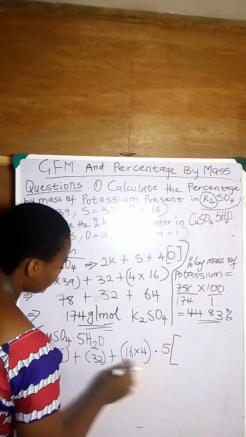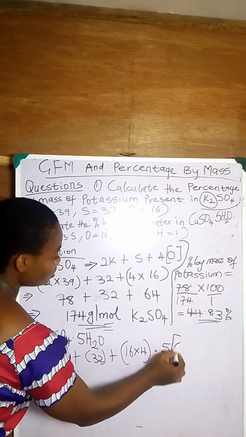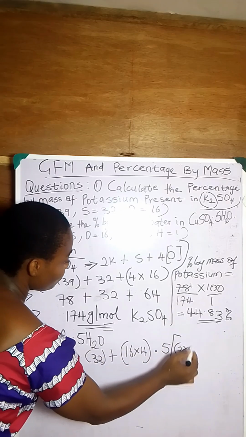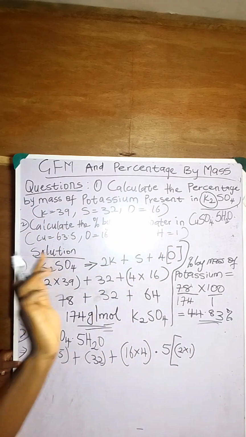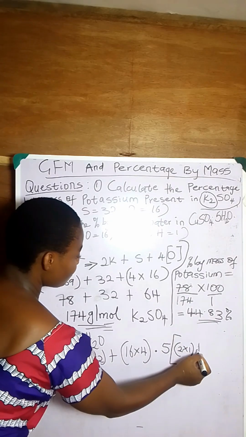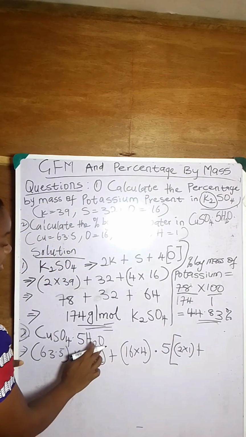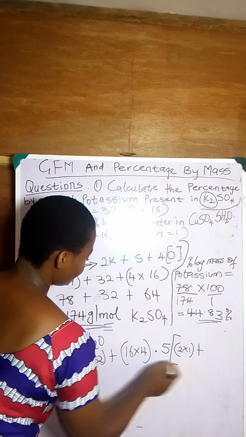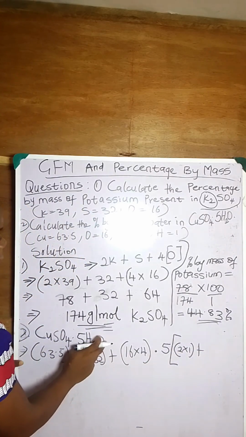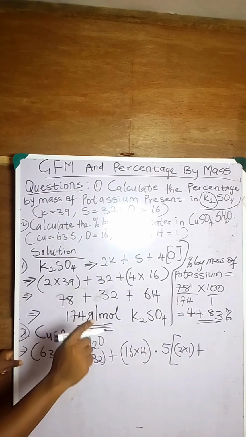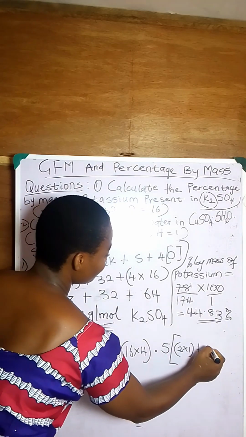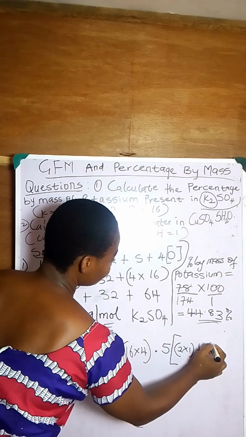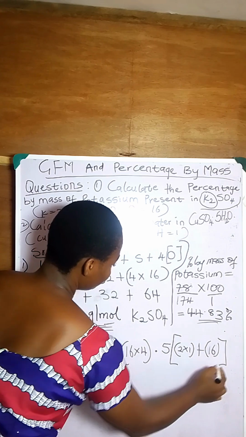Let's open a bracket. Hydrogen is how many? 2. So we say 2 times 1. Don't forget the atomic mass of hydrogen is 1. So here you have plus our oxygen. Oxygen is only 1 here. The atomic mass of oxygen is 16. So here you have 16. You can close the bracket.